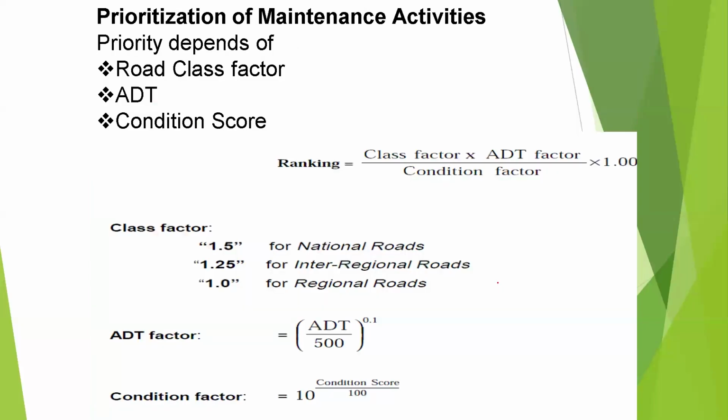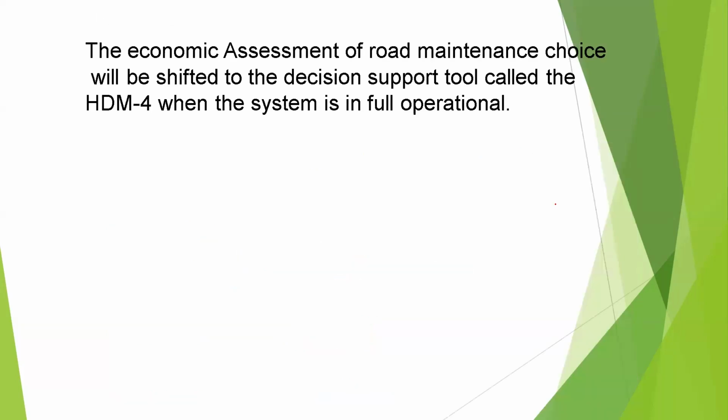The system also allows us to rank roads based on the ADT, the average daily traffic that we have on the road, and the functional class. So it's a decision tool. We want to know which roads are most important to us for us to invest in. So it helps us to also rank these roads. And this is the criteria for the ranking road. The ranking is the class factor multiplied by ADT factor over the condition factor. The condition factors are here for national roads, for interregional roads, and for regional roads.